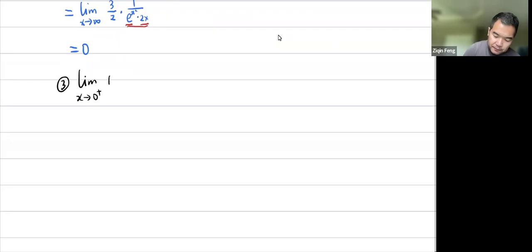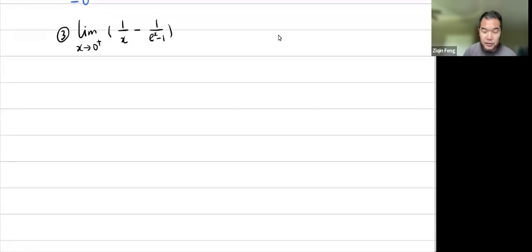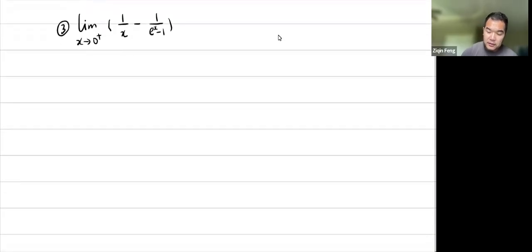We have 1 over x minus 1 over e to x minus 1, right? So that's what happens. That's our function. We want to know what's the limit of this function as x goes to 0 from the right side, right?